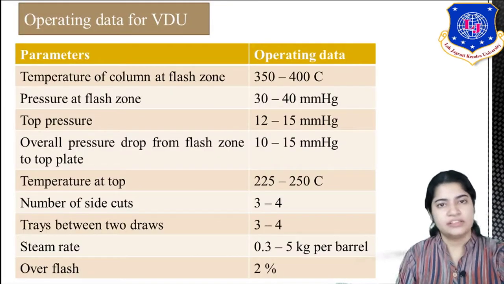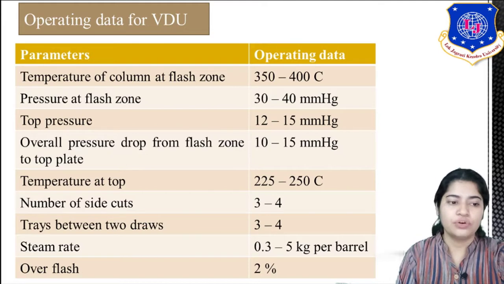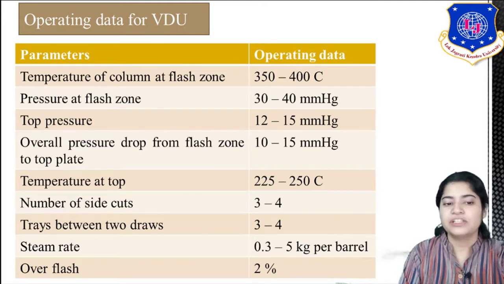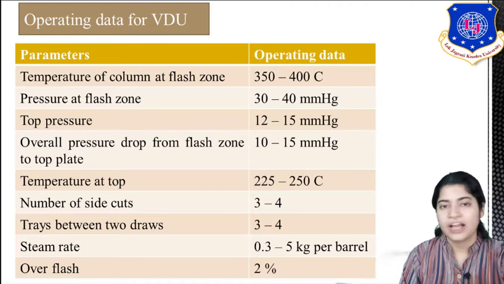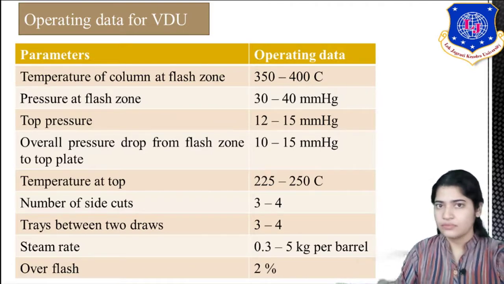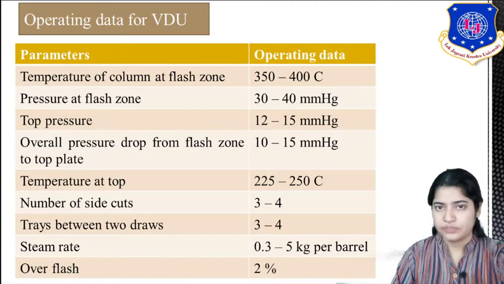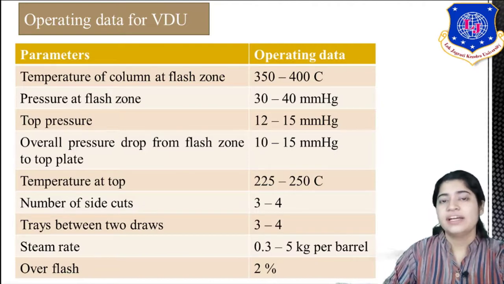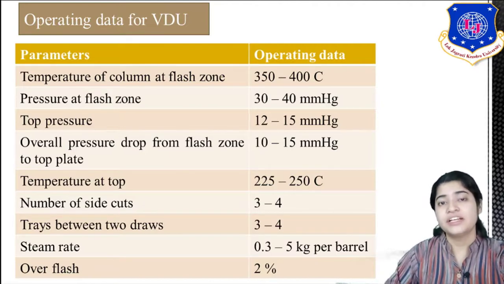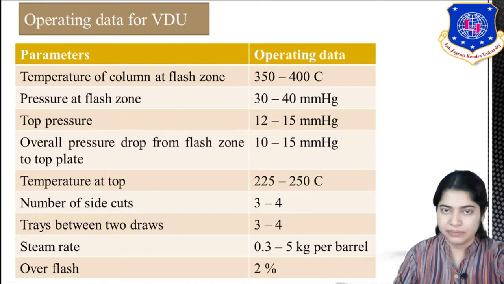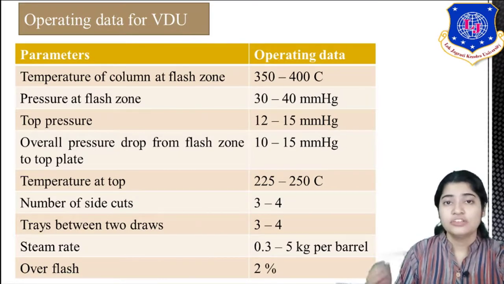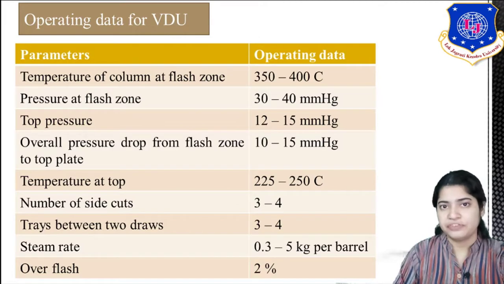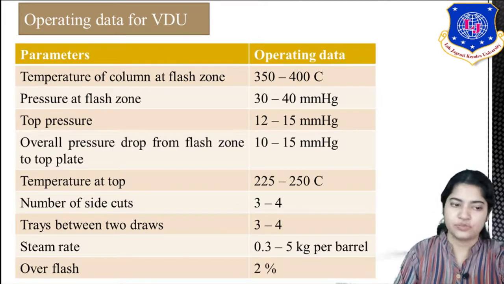Similarly, there is certain operating data for VDU also. The temperature is what? 350 to 400 degrees Celsius at the flash zone. What is the flash zone here? Your atmospheric distillation unit bottoms are sent to the furnace. In the furnace it is preheated, partially vaporized, and introduced into the vacuum distillation column. When your partially vaporized feed enters, that is your flash zone.